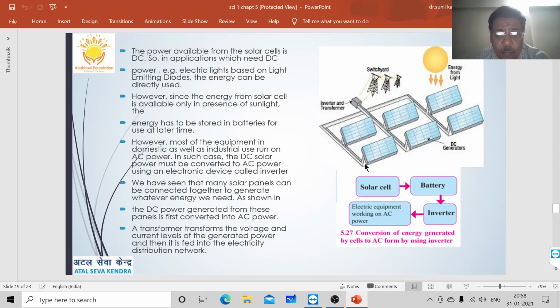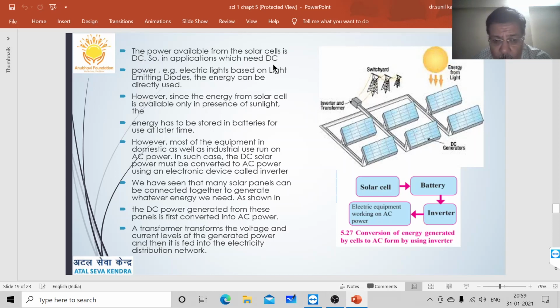The power available from the solar cell is DC, so it is applicable where we need DC power. Example, electric lights based on light emitting diodes, that is LEDs. The energy can be directly used. However, since the energy from a solar cell is available only in the presence of sunlight, the energy has to be stored in batteries for use later on. That's a disadvantage. However, most of the equipment in domestic as well as industrial use runs on AC power, and therefore you require an inverter to convert the DC current into AC current.